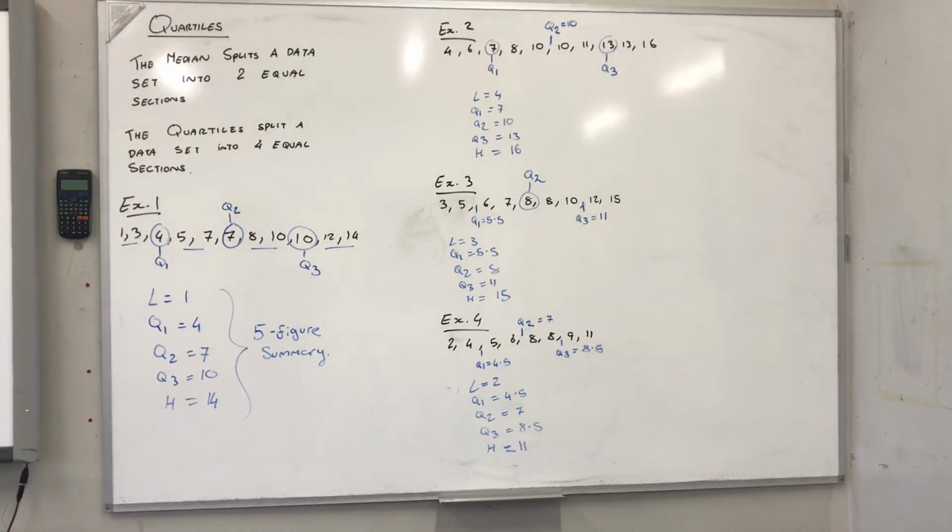And so there we had to find a middle term of all 3. With 8 bits of data, we needed to find halfway between 6 and 8, which gave us 7, and then halfway between 4 and 5 gave us 4.5, and halfway between 8 and 9 gave us 8.5. So if you can find a median, you can find the quartiles. Okay, that's the end of the video.